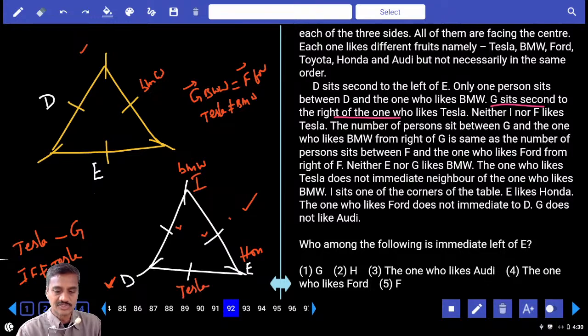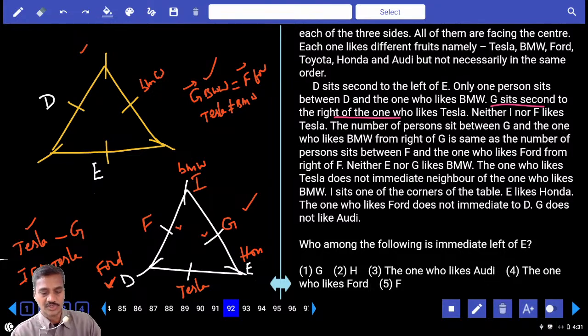Now if Tesla is here, G sits second to the right of the one who likes Tesla. Between G and BMW, to the immediate right of G is F, and the one who likes Ford is to the immediate right of F. Hence F is here, and this person must be Ford. I and F do not like Tesla. Then who is the only person left over here? H is the person, H likes Tesla.